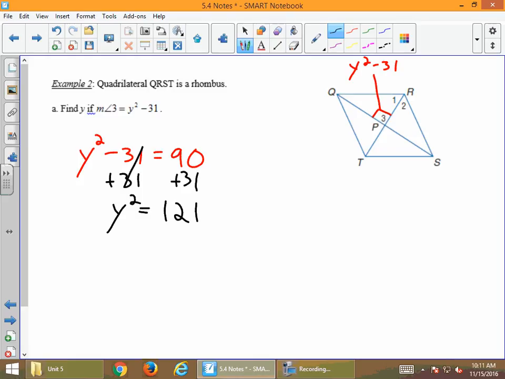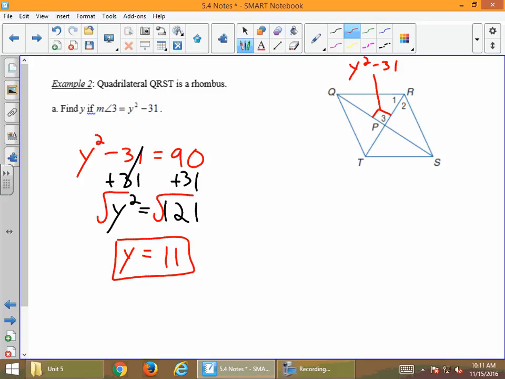What undoes a square, Derek? Square root. So y equals, what is the square root of 121? It is 11.